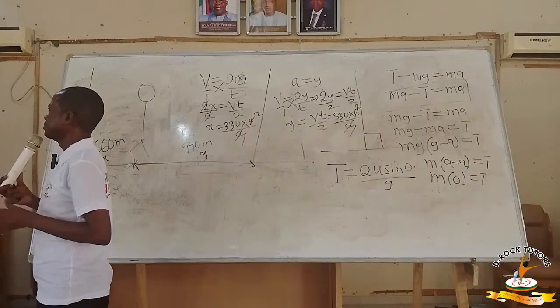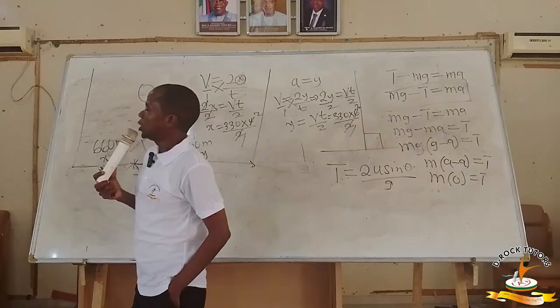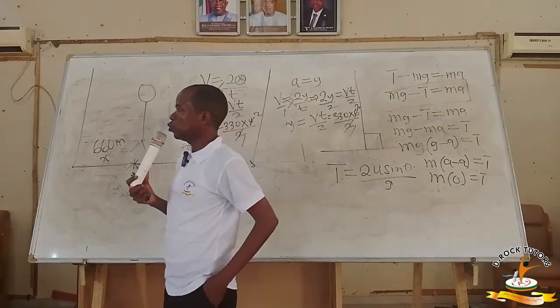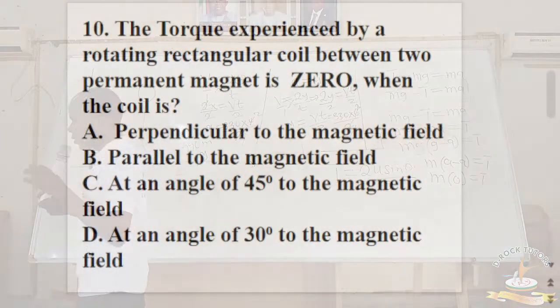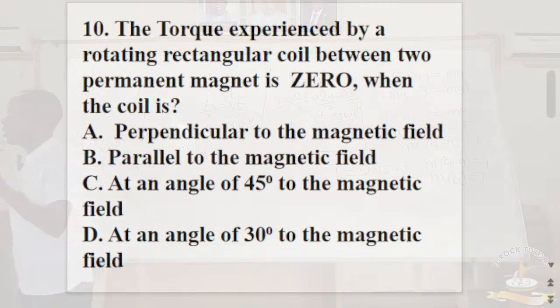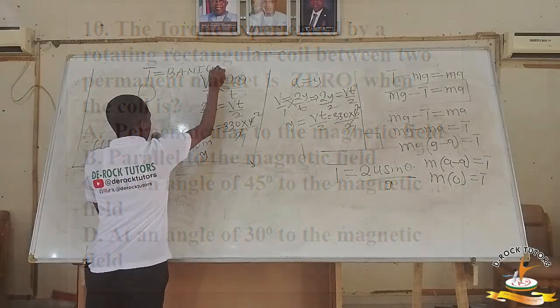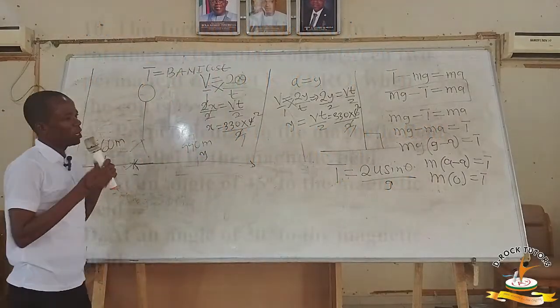Next slide. Okay. The torque experienced by a rotating rectangular coil between 2 permanent magnets is 0 when the coil is dash, A, perpendicular to the magnetic field, and so on. You just look up. Now, in magnetism, the torque, that's the rotating force, that's the meaning of a torque. The rotating force on a particular rectangular coil is calculated by using this formula. T, that's torque, is equal to B A N I cos theta. That's the formula for calculating a torque.